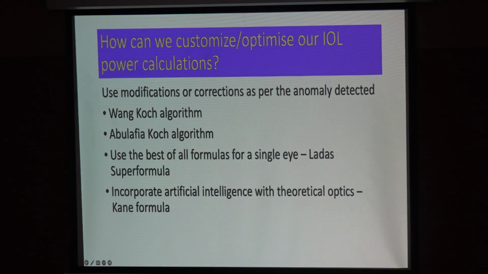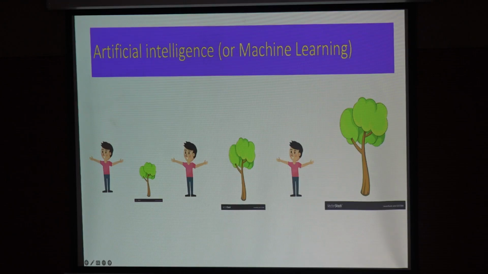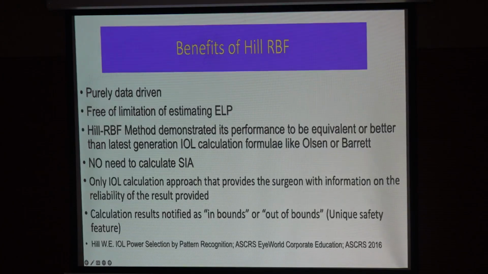Then we have formulas which incorporate artificial intelligence, like the Kane formula or the Hill RBF formula. So what is artificial intelligence? It's like a little tree growing, right? So it keeps teaching itself, and it grows in accuracy and prediction of the intraocular lens power. So ray tracing or the RBF function is that we have the inputs of some variables. They are analyzed and compared with thousands of other inputs, and a single output is given, which is in the form of the intraocular lens power.